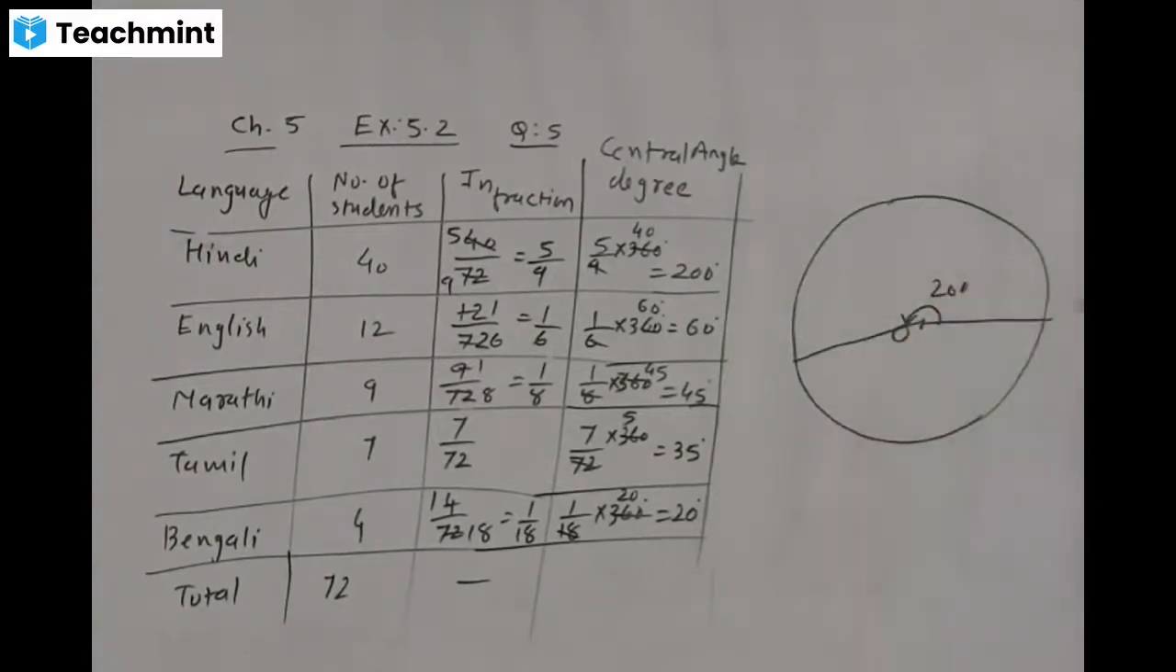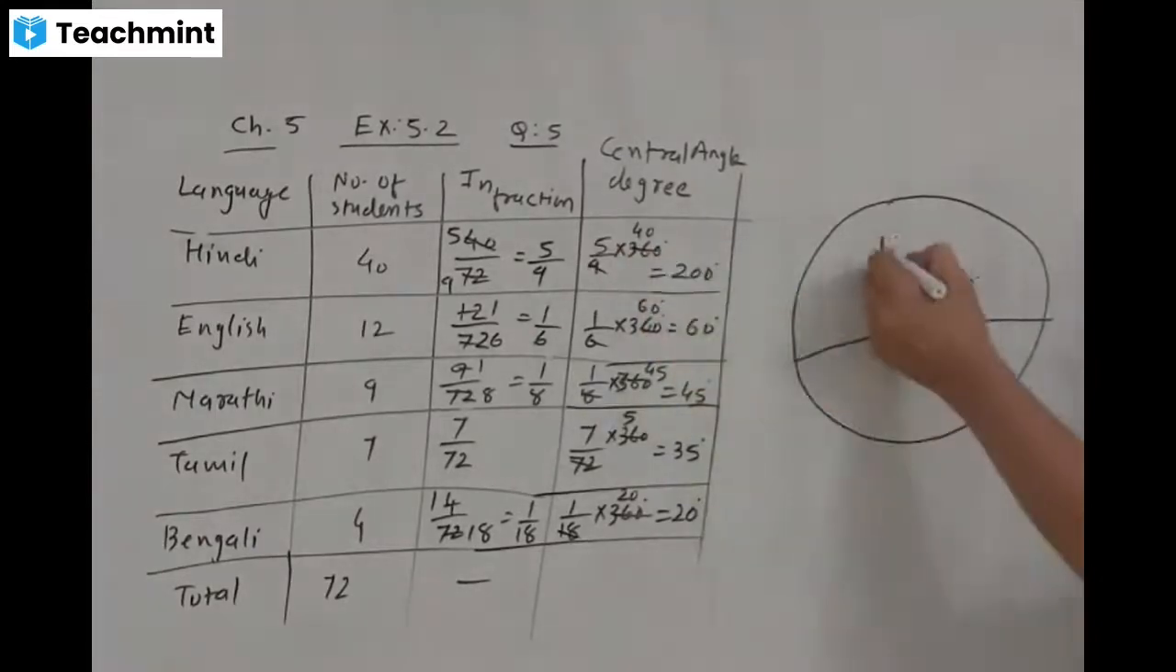You draw the angle with a protractor. That angle is 200 degrees. And 200 degrees, that language is Hindi.